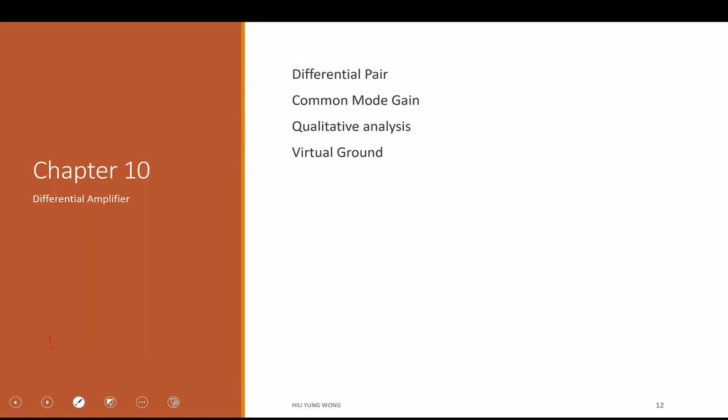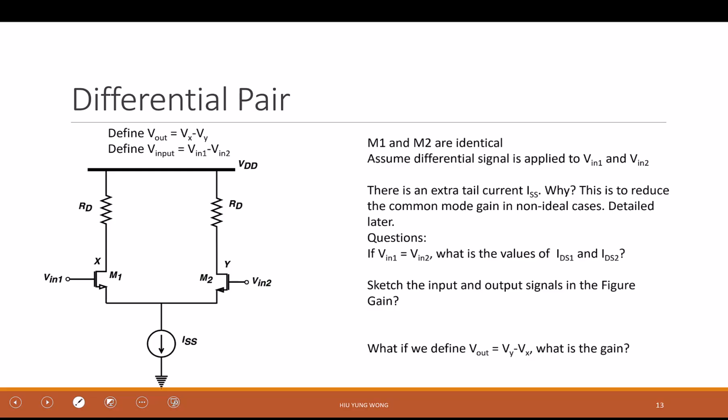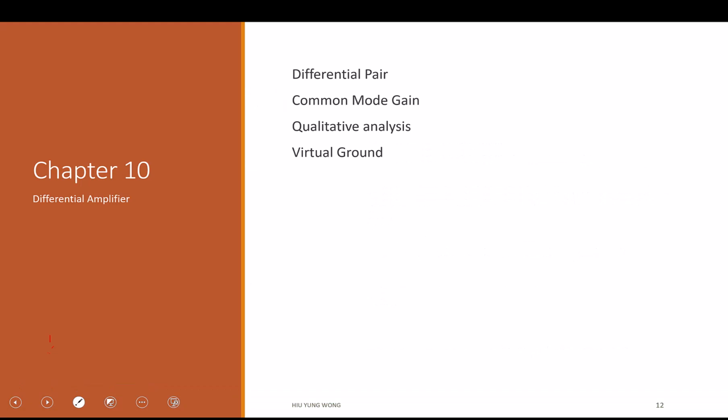Am I done already? No, I still have one more. So we are done with the differential.